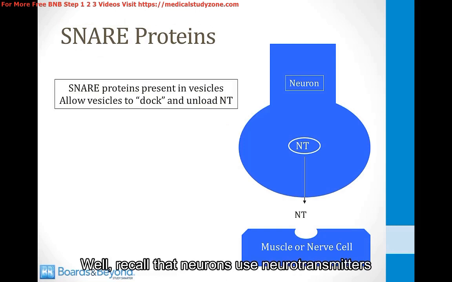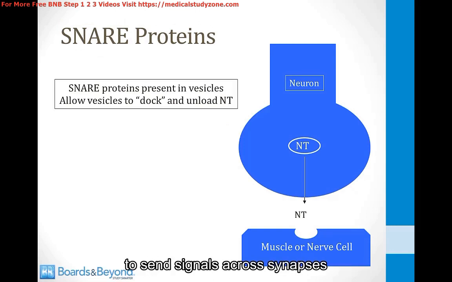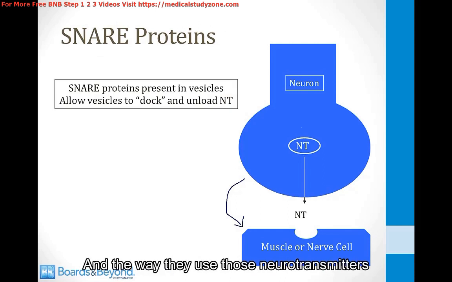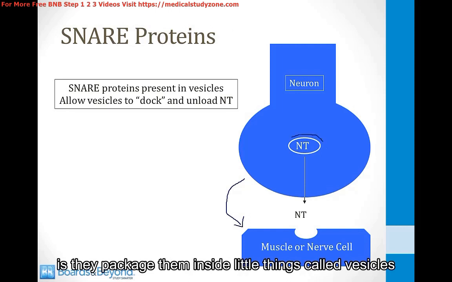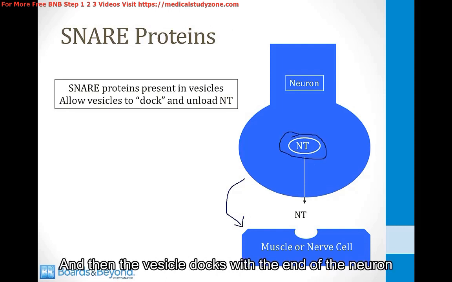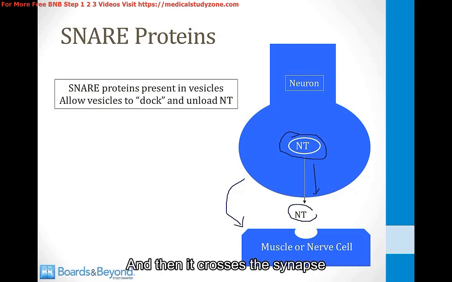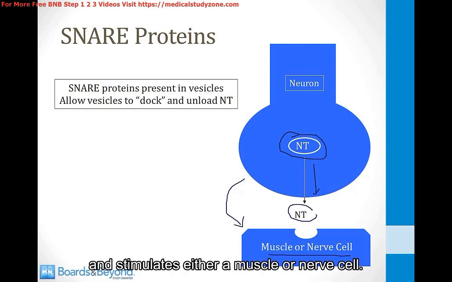Well, recall that neurons use neurotransmitters to send signals across synapses to transmit to other cells and to muscles. And the way they use those neurotransmitters is they package them inside little things called vesicles inside the neuron. And then the vesicle docks with the end of the neuron and releases its neurotransmitter into the junction. And then it crosses the synapse and stimulates either a muscle or nerve cell.